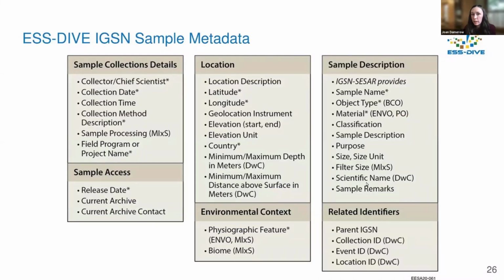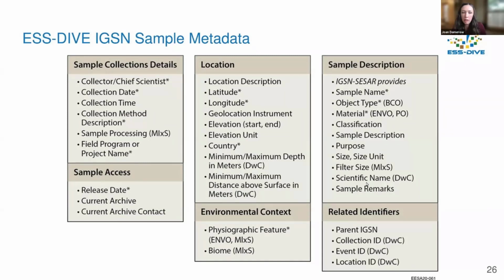This is just a summary of the ESS-DIVE IGSN sample metadata, and overall, these describe sample collection details such as the date, the location, the latitude and longitude, environmental context, a description of that material sample and what it consists of, the high-level sample type and the material. And then also an important piece of this is related identifiers.